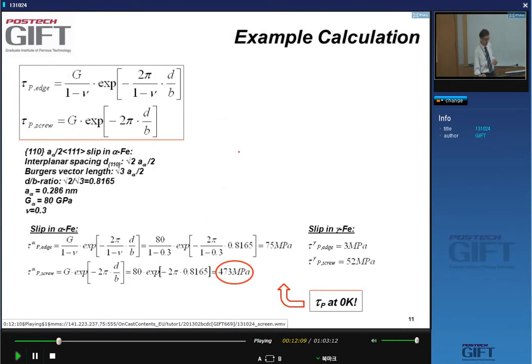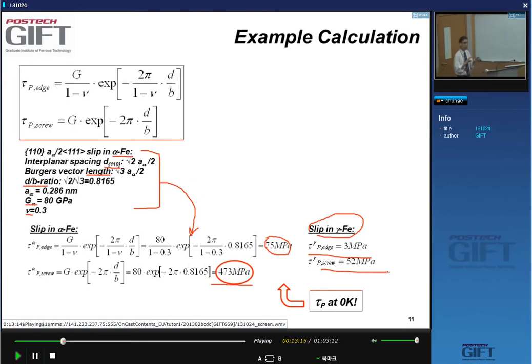Okay. So let's just put in numbers, so we get a feeling of the differences here. We have the functions here. They're simple exponential functions. So if we know for alpha iron what the interplanar spacing is and what the Burgers vector length is, we can easily calculate what the d over b ratio is. And if we take reasonable values for the shear modulus and Poisson's ratio, we can plug this data into the formulas. For instance, for alpha iron, we find 75 megapascal for edge dislocations and 473 megapascal for the screw dislocations. And if we do the same thing for gamma iron, we find for edge dislocation 3 megapascal and for screw dislocation 52 megapascal. All right?